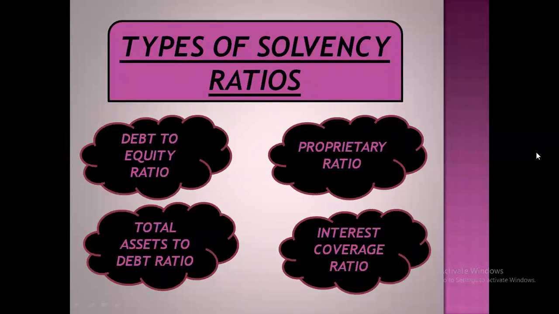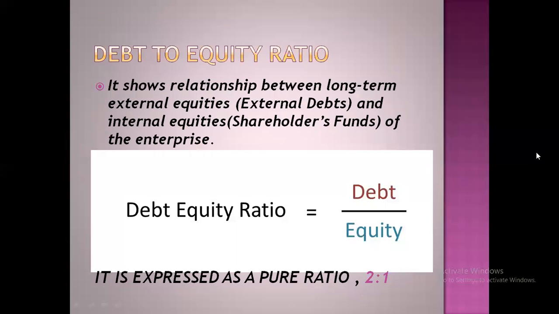These are debt to equity ratio, total asset to debt ratio, proprietary ratio, and interest coverage ratio. Now we'll learn how these ratios are calculated. Now debt to equity ratio. The formula to get debt to equity ratio is debt upon equity.